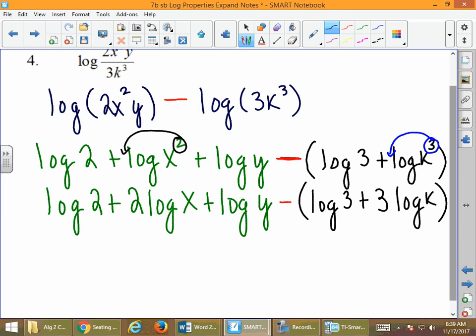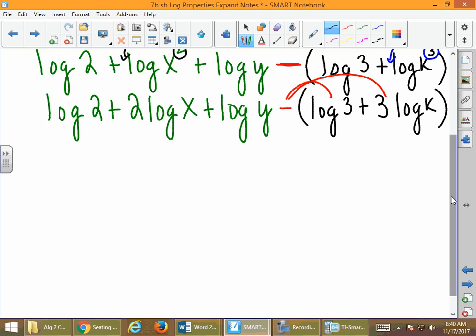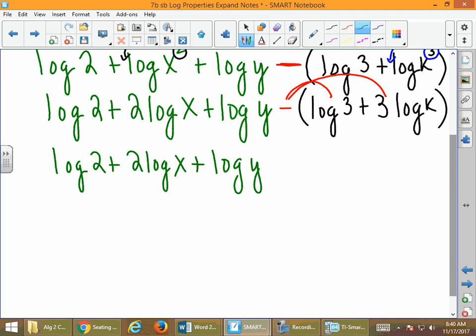And now we can get close to finishing this problem. Again, this red minus sign applies to everything that's written in black in that parentheses there. We can finish this problem by distributing that minus sign. So everything in green is not going to change. Log of 2 plus 2 log of x plus log of y. Again, nothing there changed. We had it all simplified. Over here on this right side, it's going to be minus log of 3. And it's going to be minus, because negative times positive is negative, 3 log k.